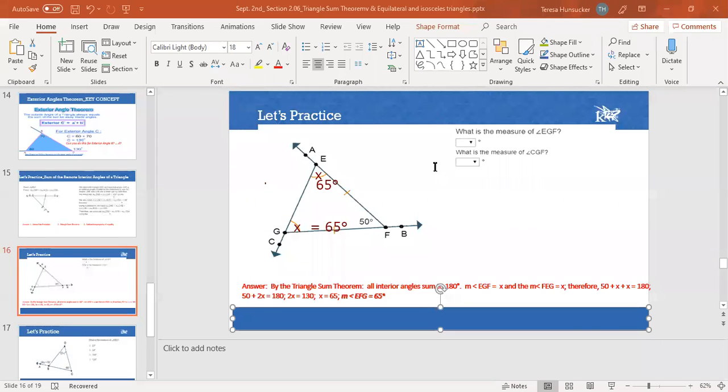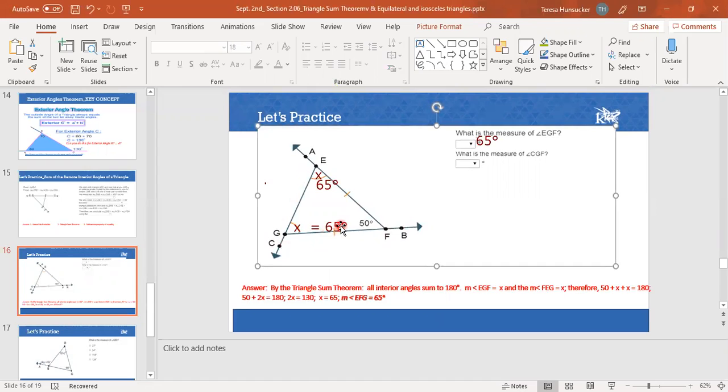All right, make sure you read the question. Okay, EGF was 65, so I can put that answer right here. Getting that degree symbol. And then what is the measure of CGF? Can you find CGF? Start at C, go to G, and then go to F. So it's this exterior angle C. They're supplementary, right? Linear pair, straight angle. CGE is a straight angle.